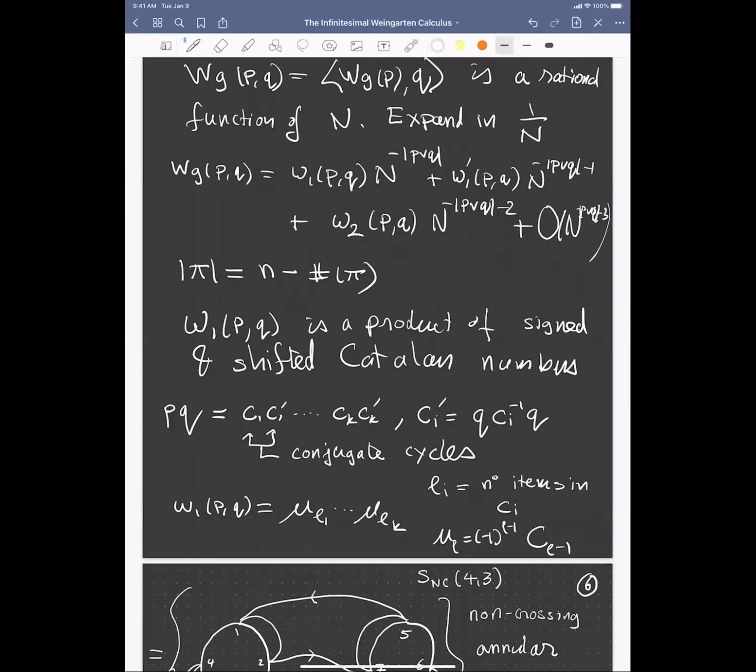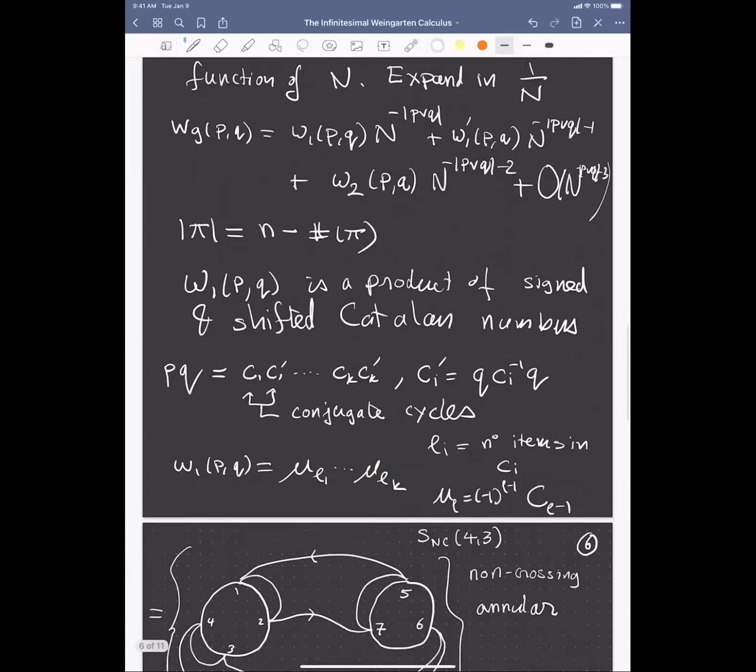Okay, so that means that the leading order of the Weingarten function is just this product, and that's turned out to be very important in free probability theory. So this means that for unitarily invariant or orthogonally invariant ensembles, you can get a lot of mileage out of knowing how to compute this.